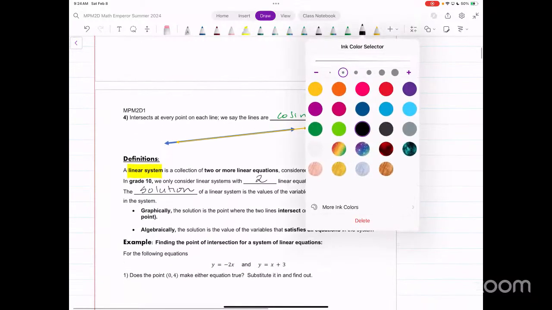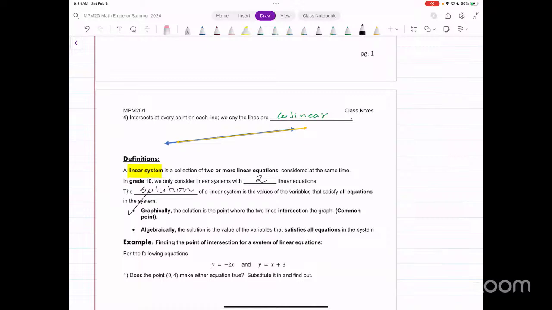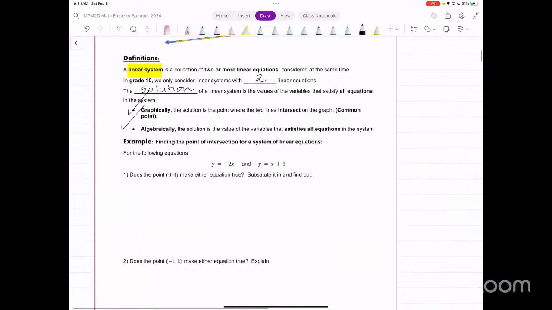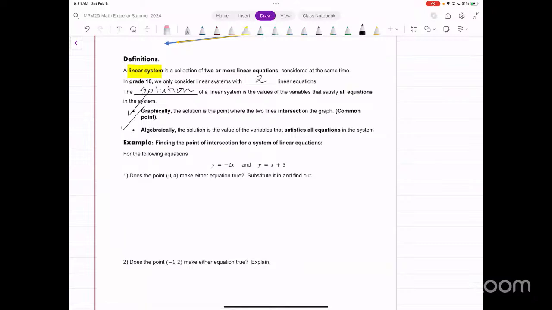Pretty straightforward. We can find a solution graphically. We can find a solution algebraically. So we're going to learn both the graphical technique and the algebraic technique. So finding the point of intersection of the system of linear equations. Let's go back to that example here. You've got two equations, completely different, isn't it? A completely different linear equation. Does the point 0, 4 make both equations true? Can you guys verify that, please? Do you think 0, 4 will make both equations true?